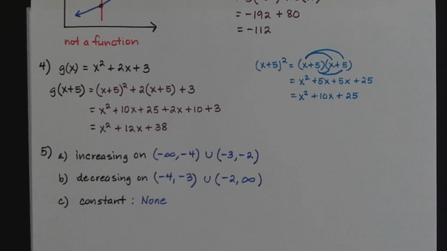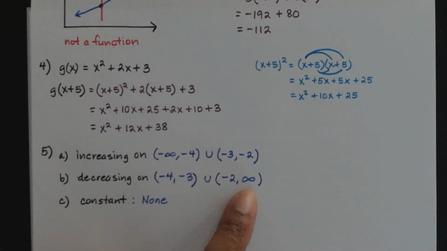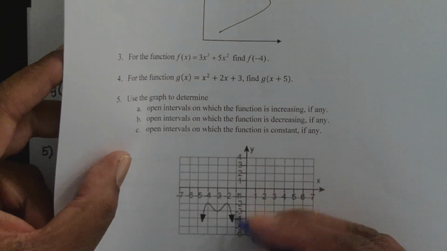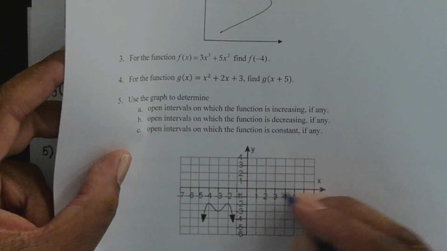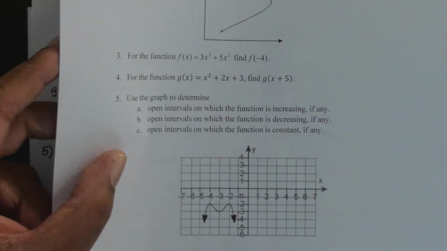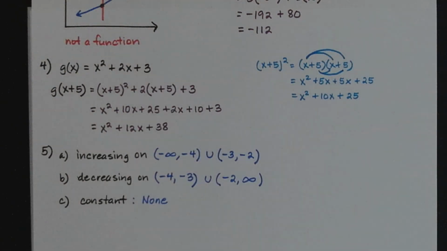Why wouldn't it be negative? Which one? Like the second one, like after the -2? Because we're going from left to right. Okay? We're going from left to right. That means we're just looking at the x, not the y. Okay? Any other questions about number 5?